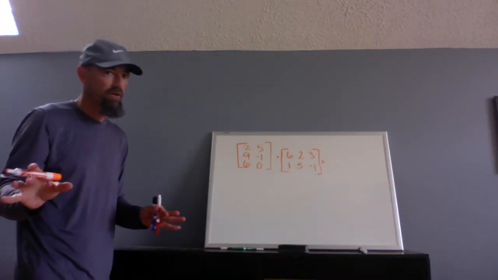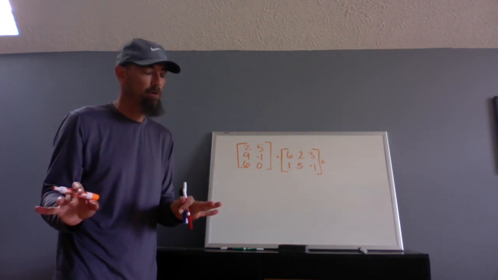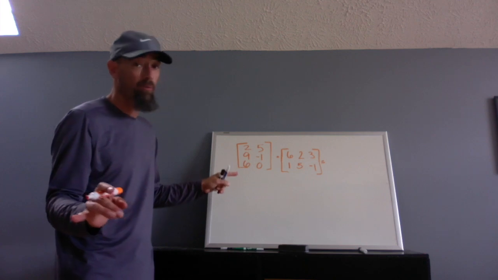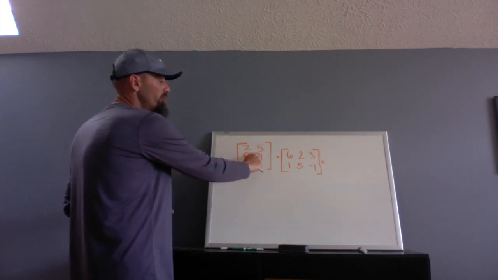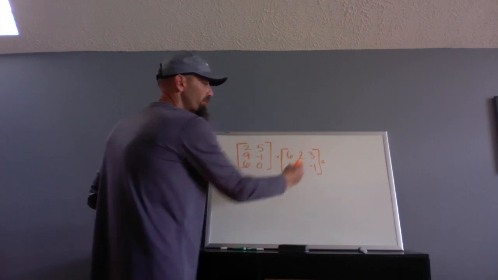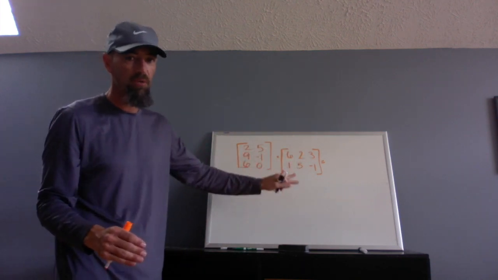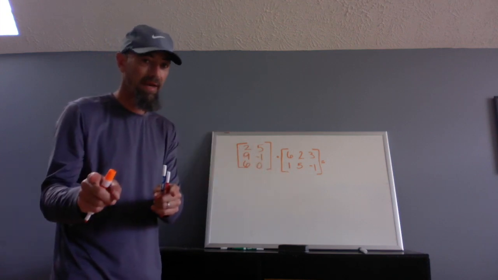All right, guys, here we go. This one's pretty tricky. If you can follow this one, you got it down. All right, so first thing is, can we do it? I've got 1, 2, 3 rows in my first. I've got 1, 2, 3 columns in my second. So my rows equals my columns, so I can do it.